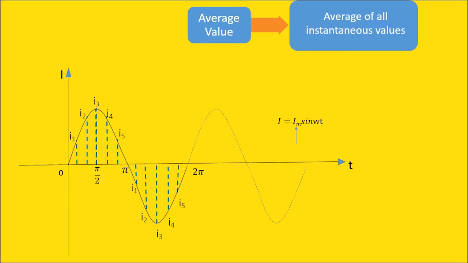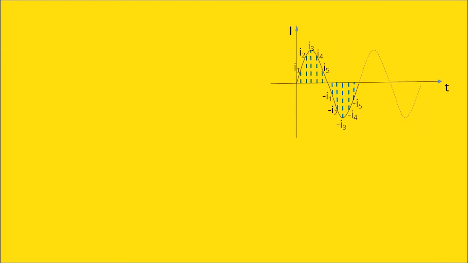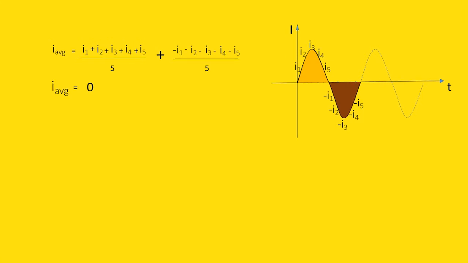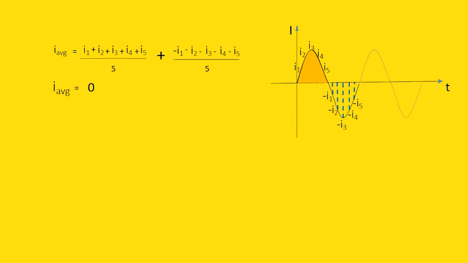If we apply the formula in the sinusoid waveform, we get the average value as 0, since the area of the positive half cycle is equal to the area of the negative half cycle. Because the current is flowing to the load and delivering power even in the negative half cycle, the average value cannot be 0. So in the case of sinusoidal waveform, we only consider the half cycle, which will also be the case for symmetric waves.